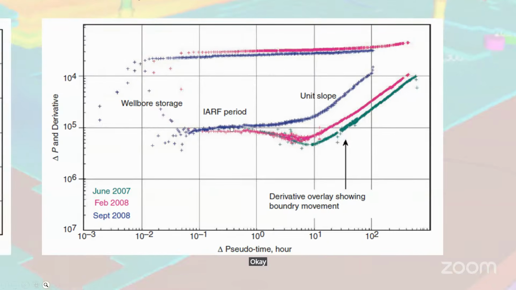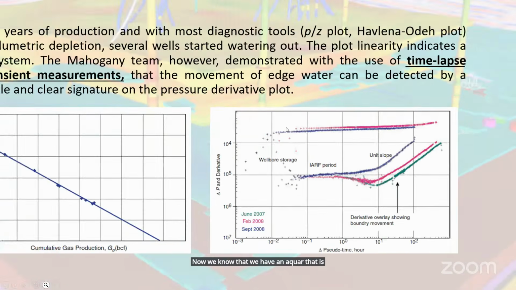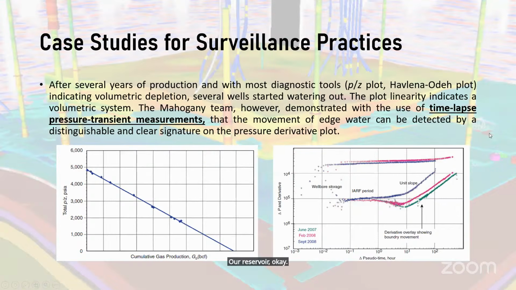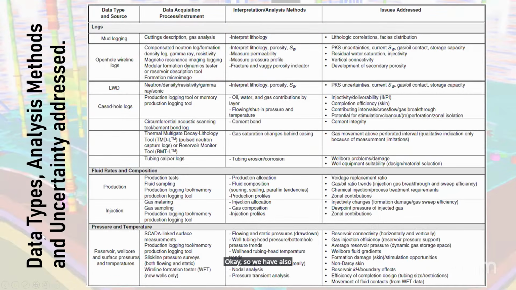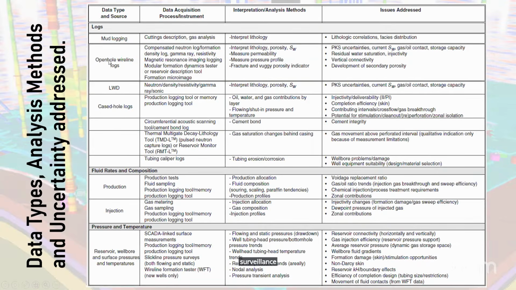Okay, so now we know that we have an aquifer that is connected to our reservoir, okay? And we now detect the existing depth of the oil water contact, okay? So we also have, as we mentioned, different types of data that can be acquired in reservoir surveillance. For example, the open hole logs in new wells, LWD, the cased hole logging, the production test, the injection test, and the pressure and temperature during the build-up and drawdown tests.